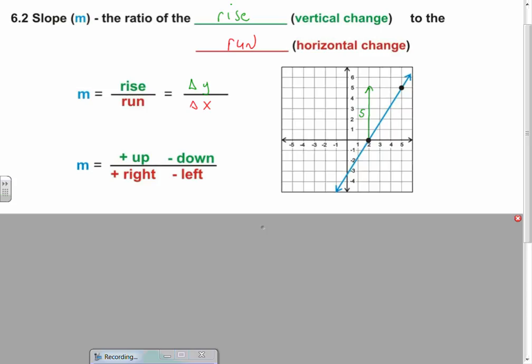And is that positive or negative? It's positive because I went up. Now to get from there over to the other point, I have to go to the right, 1, 2, 3, and right is positive, and I have a positive 5/3. So for this example, our slope is 5/3. I go 5 up and 3 to the right. 5/3.